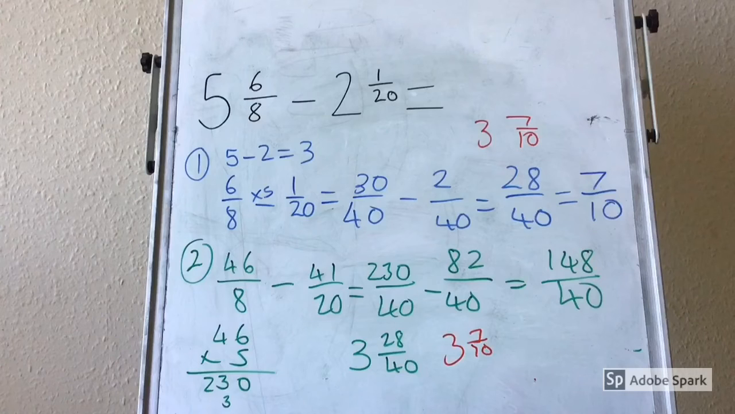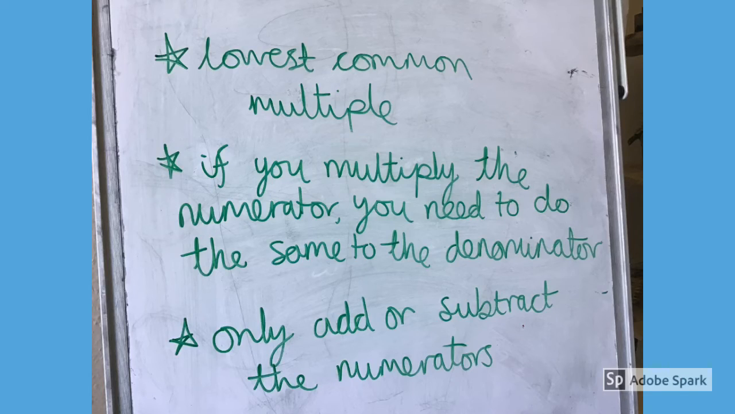My top tips for adding and subtracting fractions are: remember to find the lowest common multiple. Remember, whatever you do to the denominator you have to do to the numerator. And when you're adding or subtracting the fractions, the denominators stay the same and you only change the numerators.